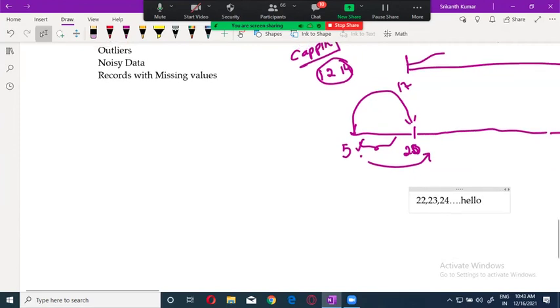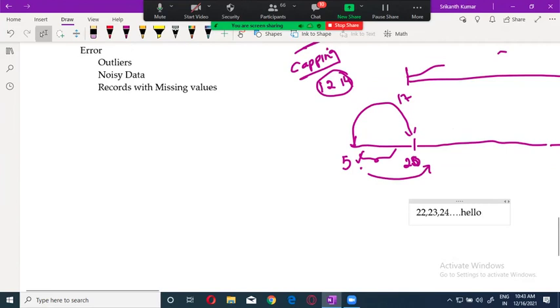At least the outlier is relevant. The data will be relevant to the format, but it is out of the scope. But non-relevant data is called noisy data.